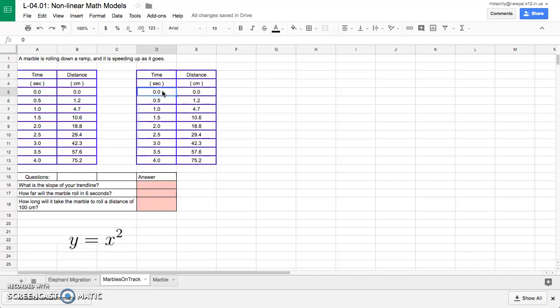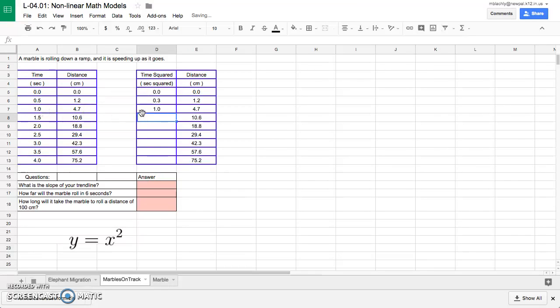Then I want to take each of these values, and instead of putting the time, I want the time squared. This is going to be seconds squared. You probably know that in order to square something, you multiply it by itself. So I'm going to delete all these, and I'm going to take 0 times 0, and that's 0. 0.5 times 0.5 is 0.25. You can grab your calculator and figure these out. 1 times 1 is 1.